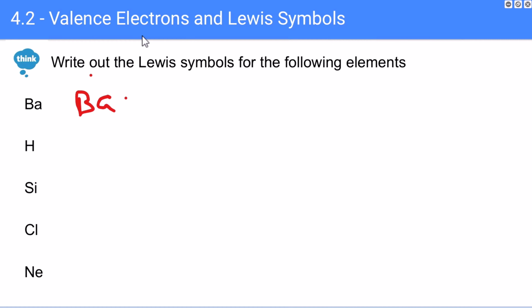Let's do hydrogen. Again, first group on the periodic table, so give it a dot. Silicon. 4th group on the periodic table, so we're going to give it 4 dots. Chlorine. Group 7 on the periodic table, so let's give it 7 dots.